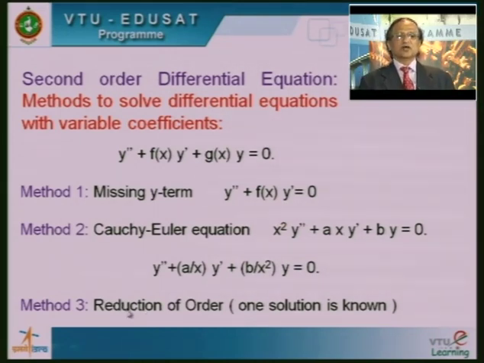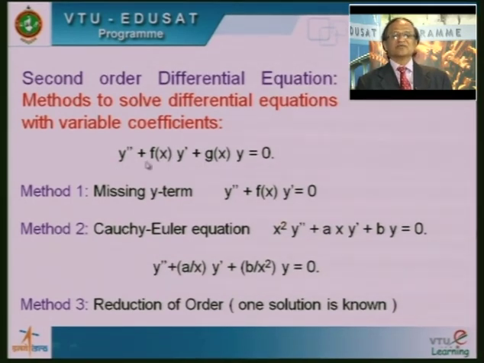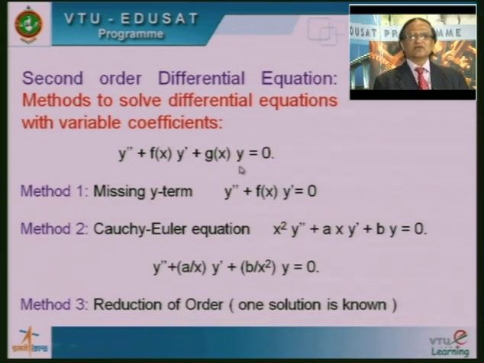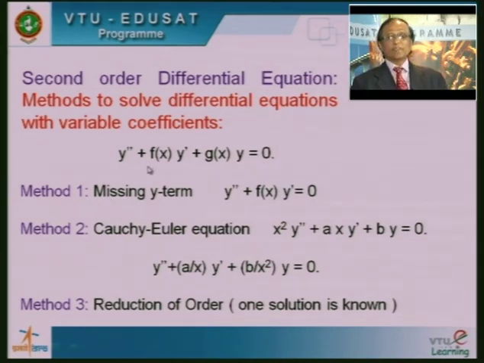The third method is what we call reduction of order. Reduction of order means, for example, the given equation may be like this. Can you tell me what is the order of this differential equation? Clearly we can say that the order is 2. How do we say that it is 2? Because the highest derivative is 2, it contains y double prime. So it is a second order differential equation, and we know that if it is a second order differential equation, you will get 2 roots from the auxiliary equation. It means you may obtain 2 solutions.